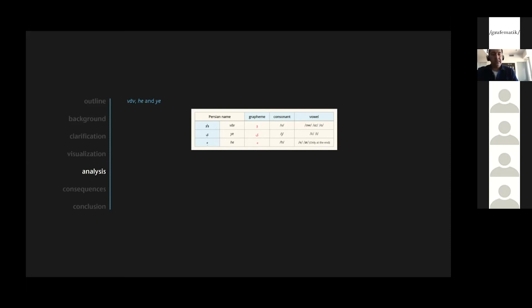Letter vav in the first row sounds v as a consonant and o or u as a vowel. Letter ye in the second row sounds ye as a consonant and e as a vowel. And finally, letter he sounds he as a consonant and a or e only if it sits at the end of words. These three could join together or with aleph and create more variety of sounds.